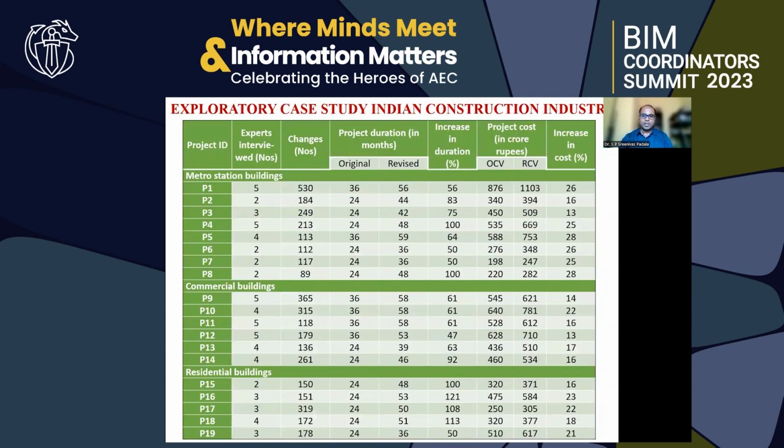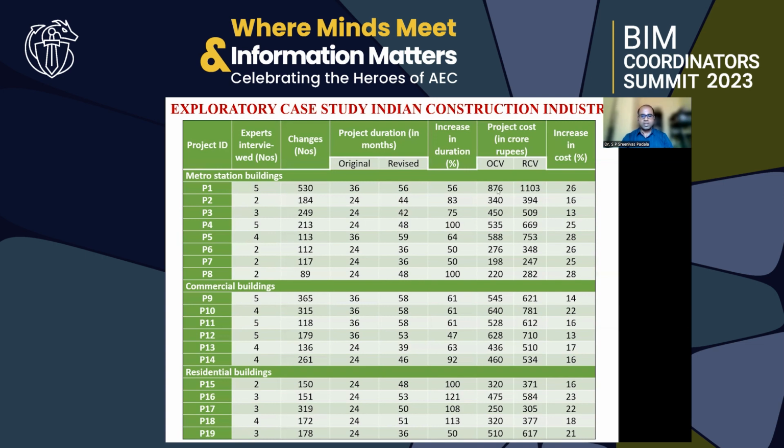So what I've done is, initially in my PhD work, I did one exploratory case study in various Indian construction projects. You can see in this table that I have analyzed various changes which were executed in various metro projects, various construction projects, and various residential projects. There are a total of around 19 projects I have studied, and you can see in the third column, each project has resulted in a huge number of changes, starting with the metro station with 530, then the P9 commercial buildings with around 365 changes, then the registered buildings with around 150 changes. Like so, every project has a lot of changes. There is no project which can be executed without any changes.